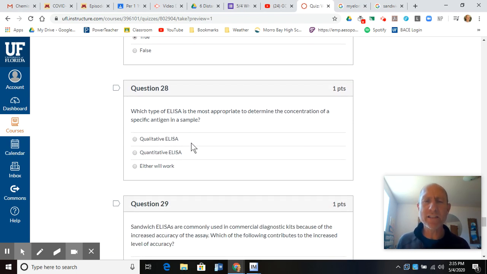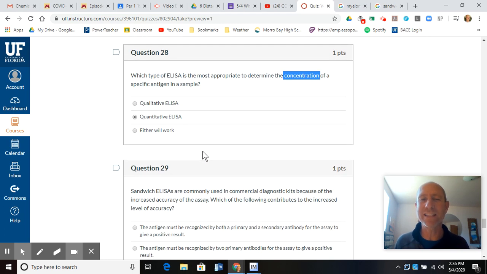Which type of ELISA is the most appropriate to determine the concentration of a specific antigen in a sample? Here's the key word, concentration. That means how much. So they're not talking about is it there or not. They're talking about how much is there. Qualitative means is it there or not. Quantitative means how much is there. So if we're talking about trying to measure concentration, we're trying to do a quantitative test. Again, that's a test taking skill. You got to know what those words mean, though.